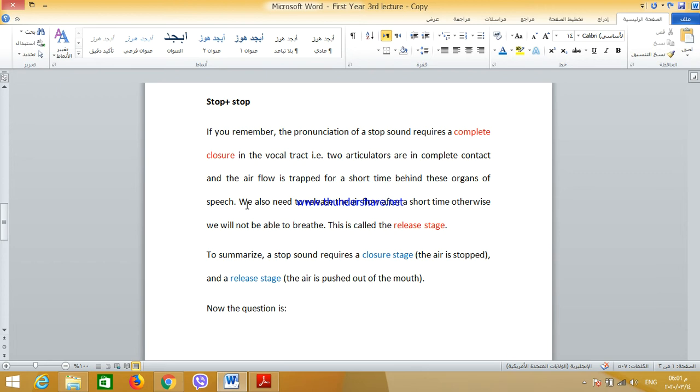After the complete closure, what do we need? We need the release stage. What do you mean by the release stage? It is the stage when the two articulators, which are in complete contact, leave each other and the air is pushed out with an explosion. That's why these stop sounds are sometimes called explosive sounds.